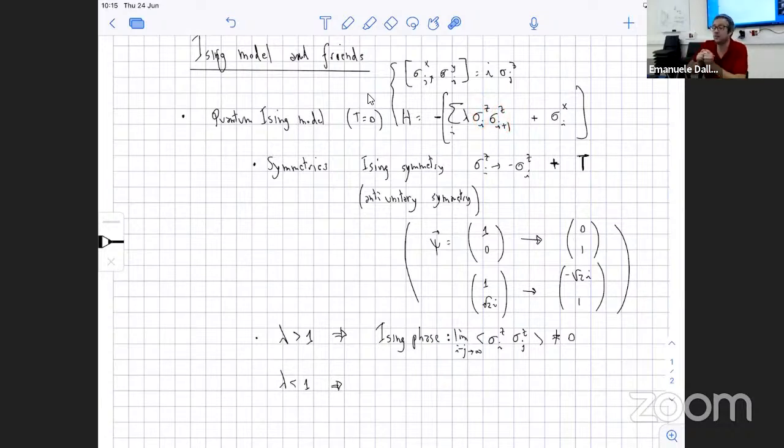So it displays a long range order. You can also think of this as having an order parameter, sigma z_i, which is different from 0. This would be the order parameter. But one needs to be very careful with this order parameter. Anyway, when lambda is smaller than 1, then it's another phase. It's called the paramagnetic phase.